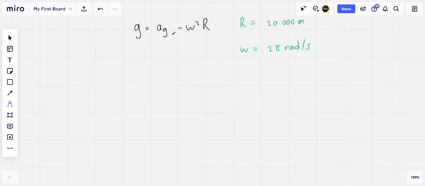Now, the extreme case is when g becomes zero. And so we can plug it into the equation we've written down. g is equal to a_g minus omega squared r, where g is the free fall acceleration, a_g is the gravitational acceleration, and omega squared r is the centripetal acceleration.